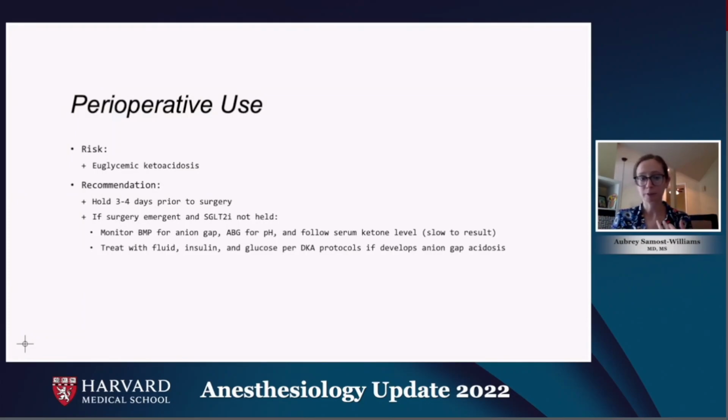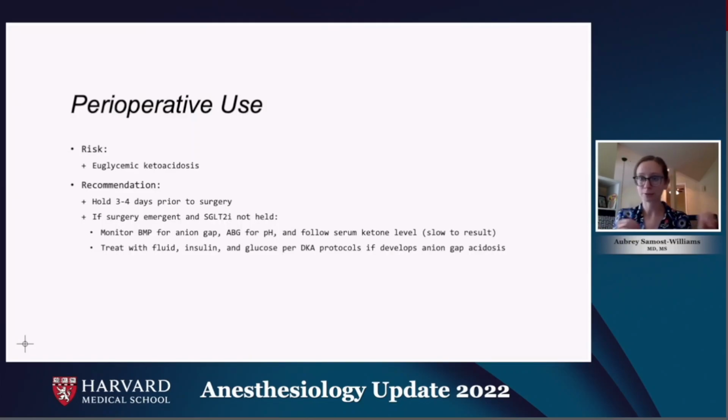So monitor your BMP for your anion gap. Monitor your ABG for your pH. You can certainly follow serum ketone levels. I know at our institution, it takes a long time to get a beta-hydroxybutyrate back, but you absolutely can. If you start to see an anion gap widening, if you start seeing acidosis, treat with fluid, insulin, and glucose to maintain euglycemia per normal DKA protocols.